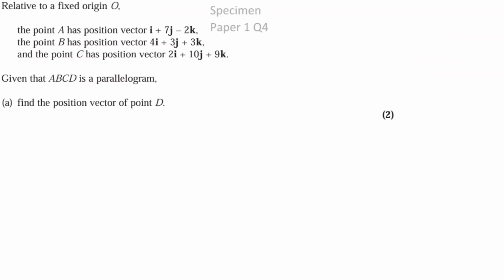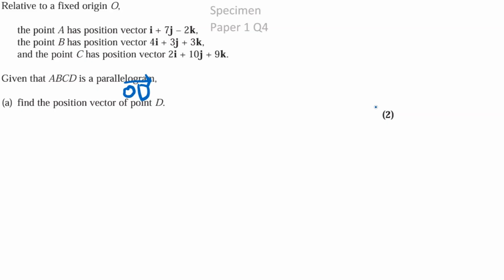Okay, so for part A, we're told about 3 points, point A, point B, and point C. And we're also given the position vectors for these points. And we're told that, given D is another point, when you connect the points A, B, C, D together they make a parallelogram. We need to find the position vector of point D. So this is going to be the vector OD, where O is the origin.